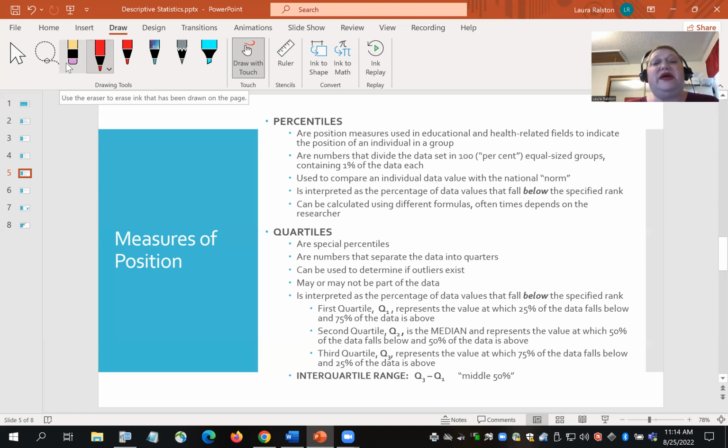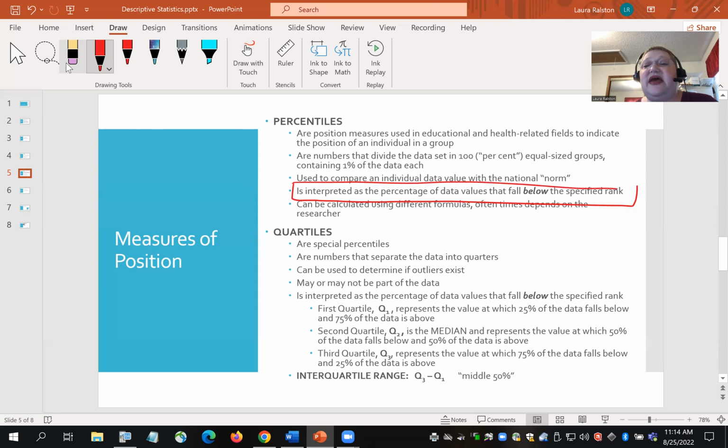The most important thing that I want you to get out of this is how to interpret the data value. And this is something that a lot of students struggle with.